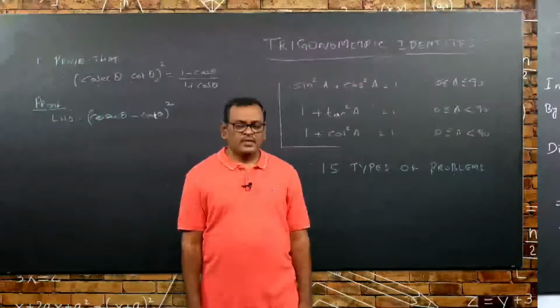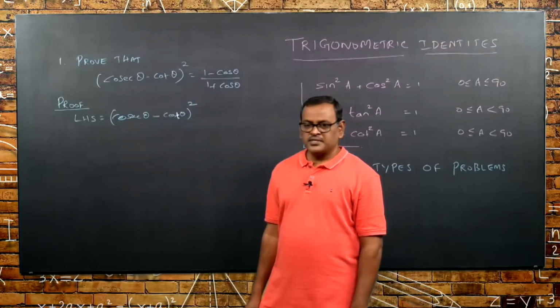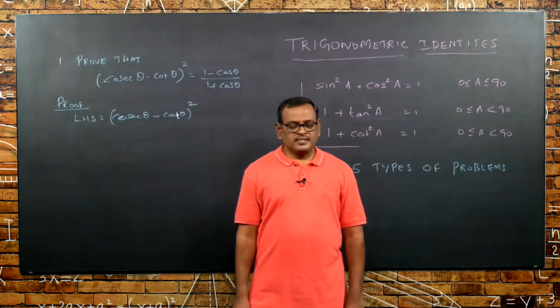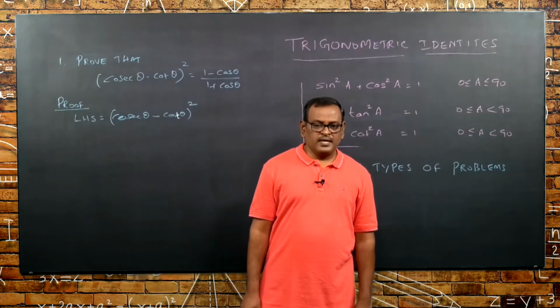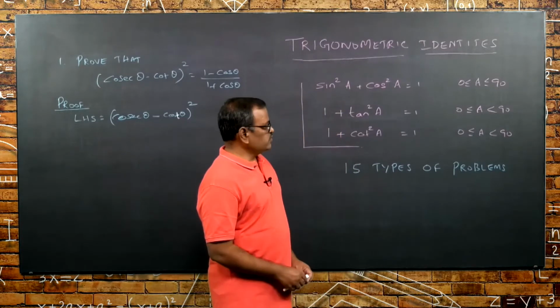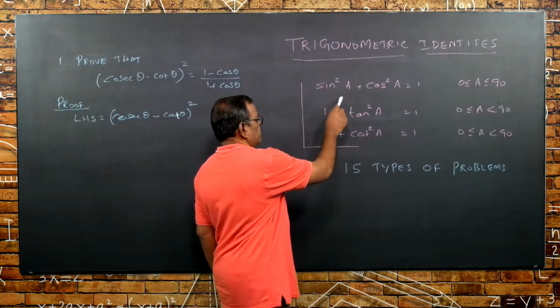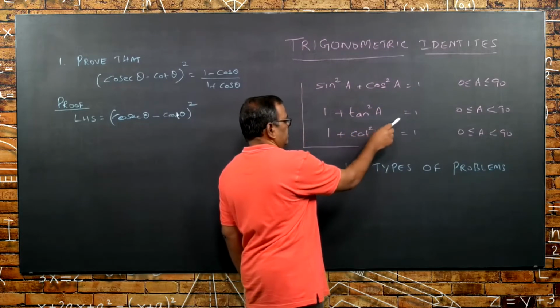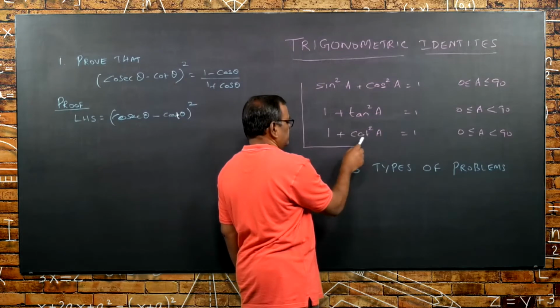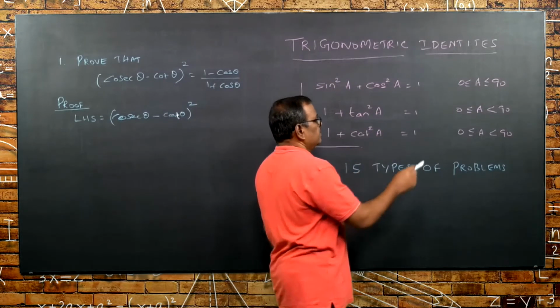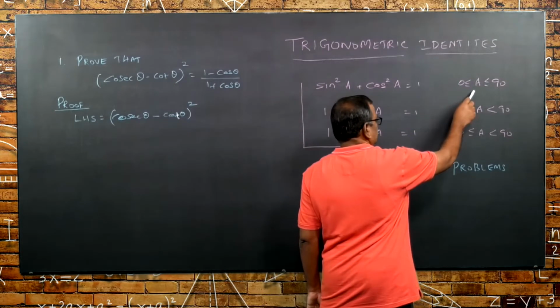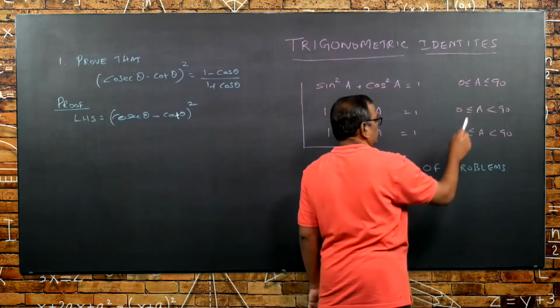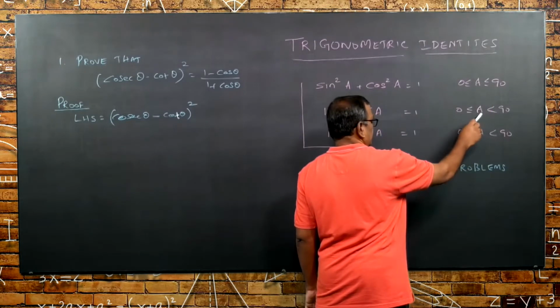Hello students, last video we discussed proof of trigonometric identities. Three identities we proved in that video: sin square A plus cos square A equal to 1, and second identity 1 plus tan square A equal to sec square A, third identity 1 plus cot square A equal to cosec square A, where the range of A lies between 0 to 90, 90 degree is included, but these two identities 90 degree not included.